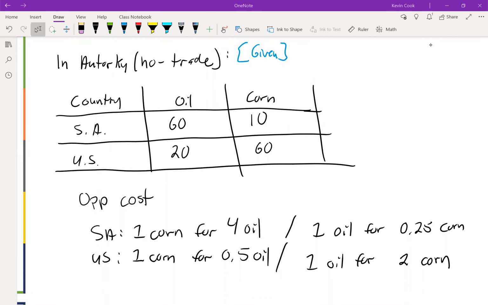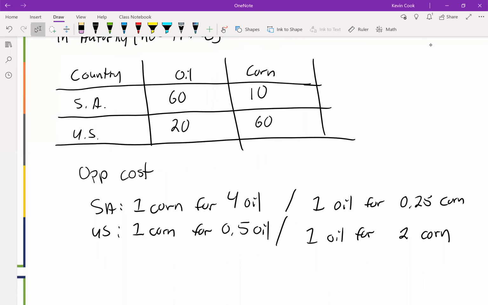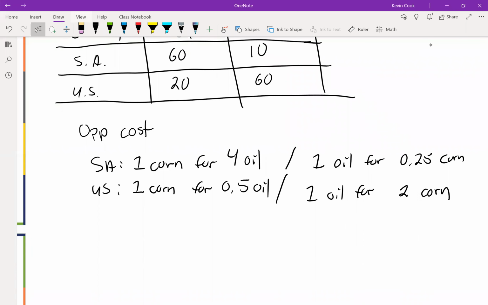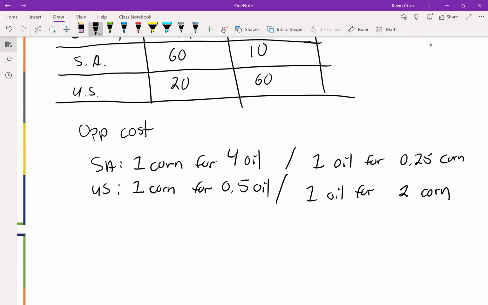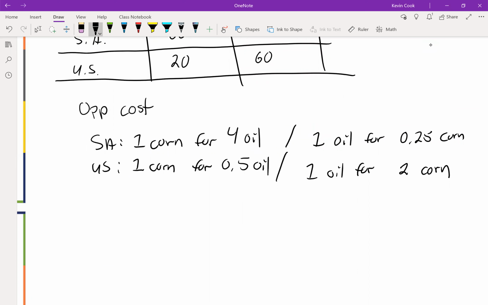Right. So as I was saying, we have our opportunity cost, which we just found. What we're going to use this opportunity cost to find is a range of trade. That is, basically, we're going to find a range of what would be considered acceptable prices. And an acceptable price is going to be one that makes either country better off.